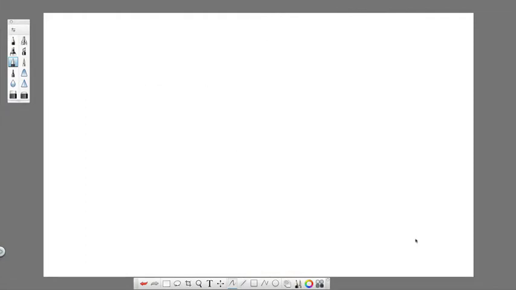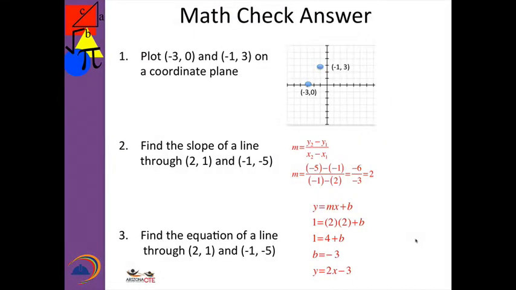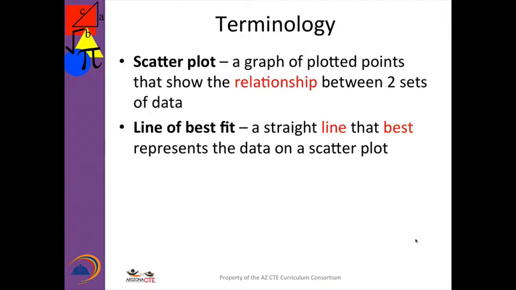Welcome back. Let's go back to our PowerPoint and check where I did the problems. Oh, I worked them out and I got everyone correct. I'm so happy, even though this is right after the first of the year. Yay. Now, terminology.